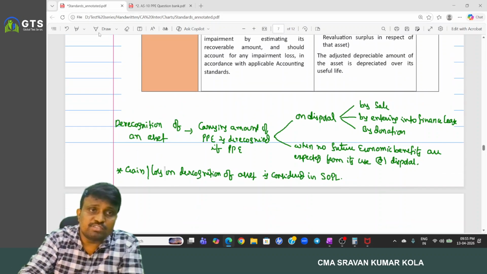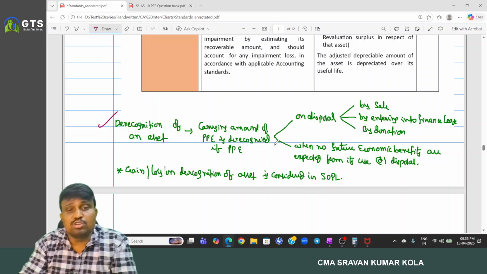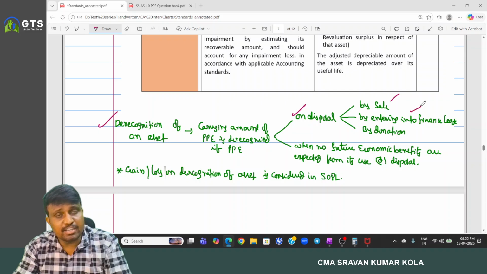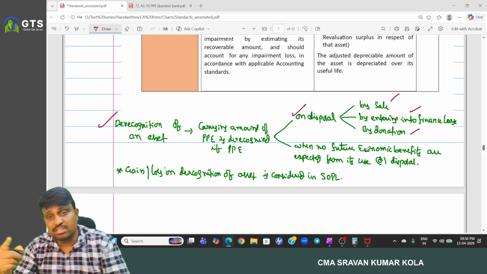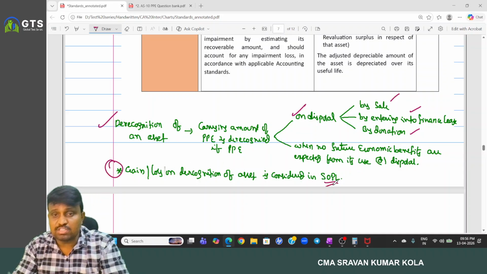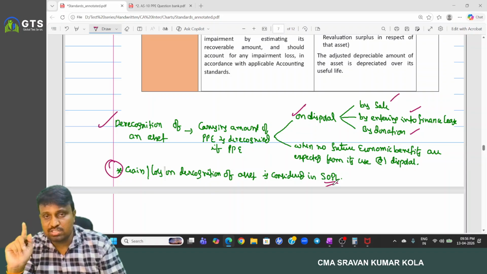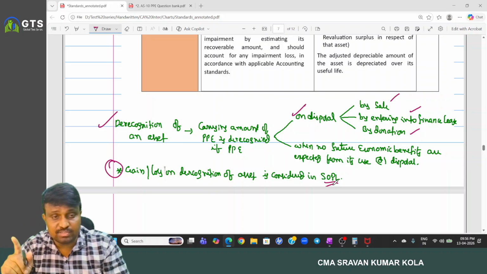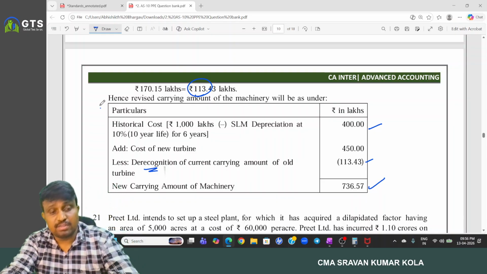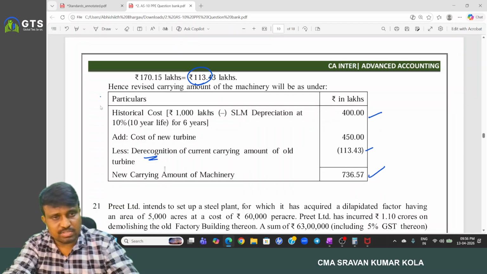And derecognition of an asset is done when the carrying amount of PPE is derecognized only on disposal by sale, by entering into a finance lease or by donation, or when no future economic benefits are expected from its use or disposal. In that case, the gain or loss on derecognition of the asset should be transferred to the statement of profit and loss. And this is relating to AS 2. And I will discuss some problems here.